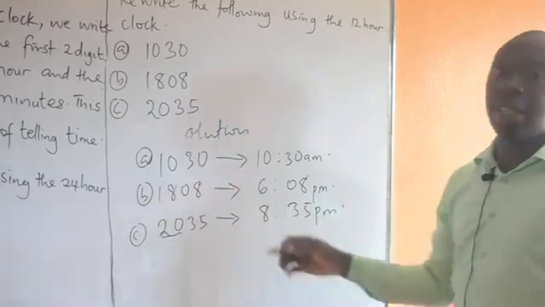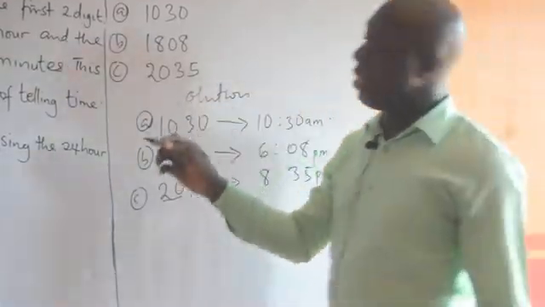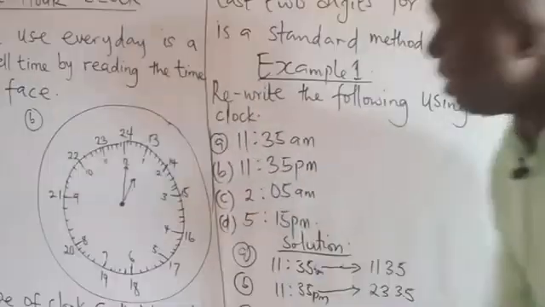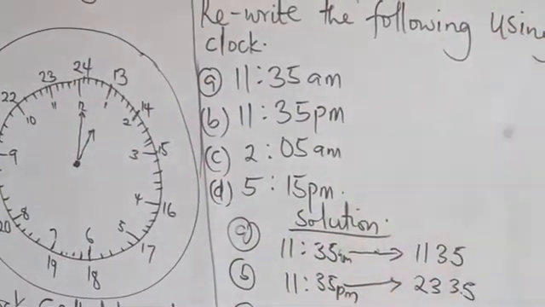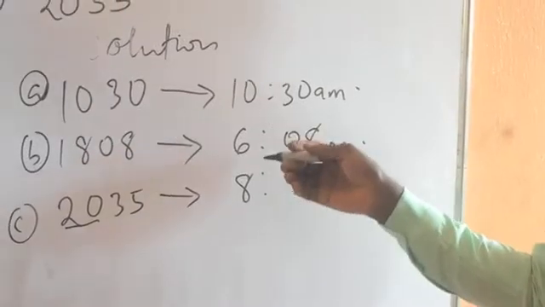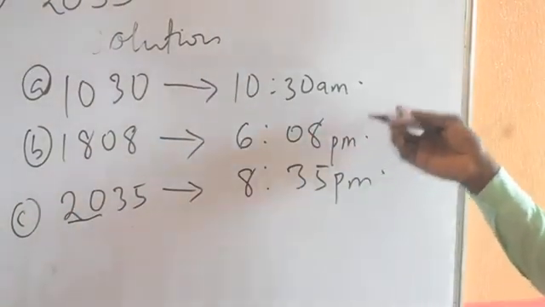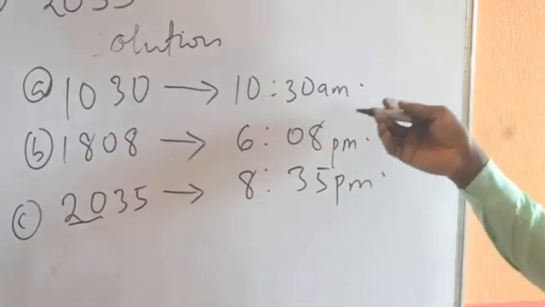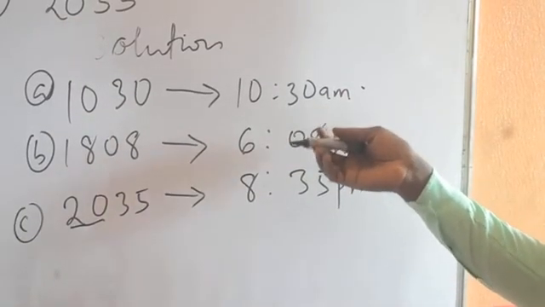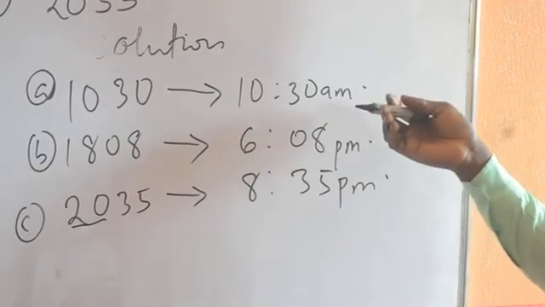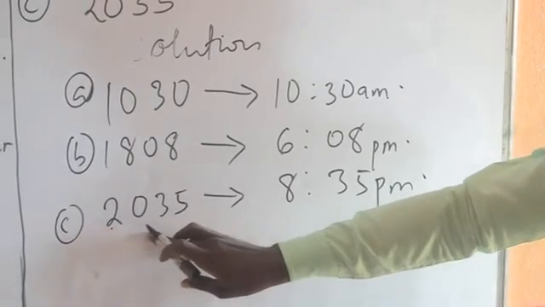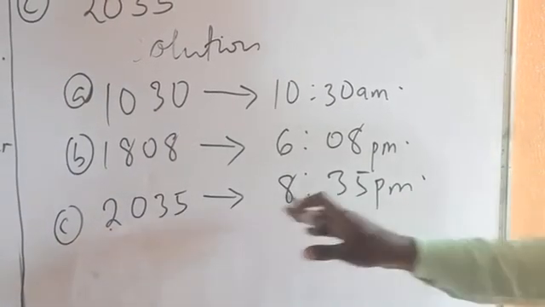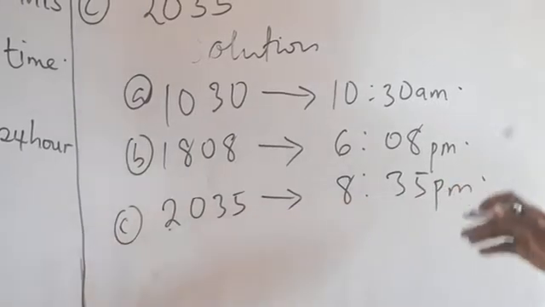Then 18:08. Now we look at what 18 represents in the 12-hour clock. 18 is the same thing as 6. 18 represents 6, so the time is 6:08 p.m. So 18:08 represents 6:08 p.m., post meridiem, and 20:35 can be written in the normal 12-hour clock as 8:35 p.m.